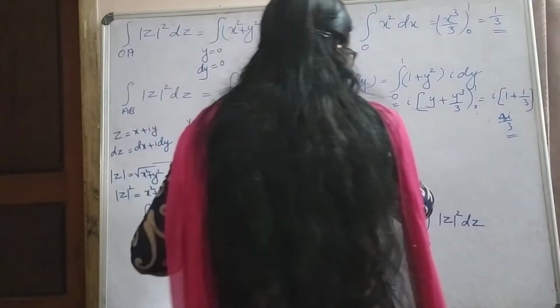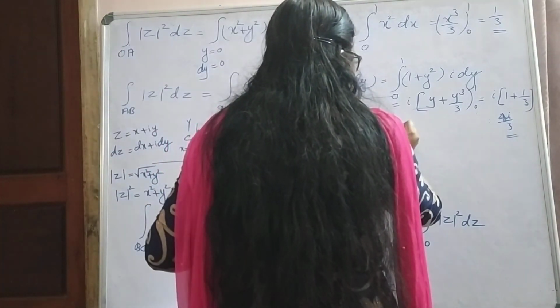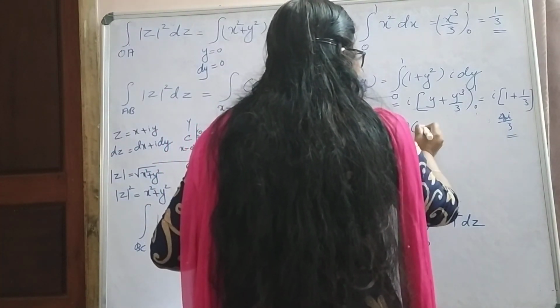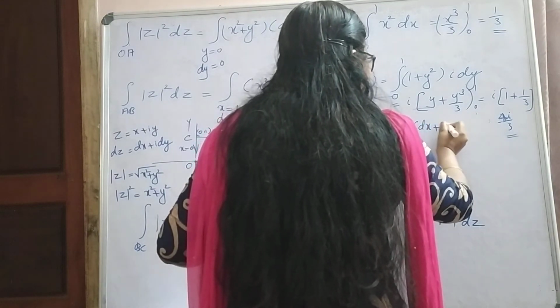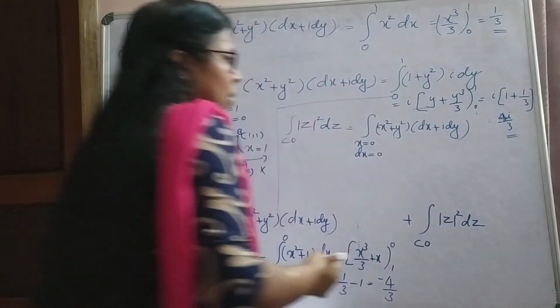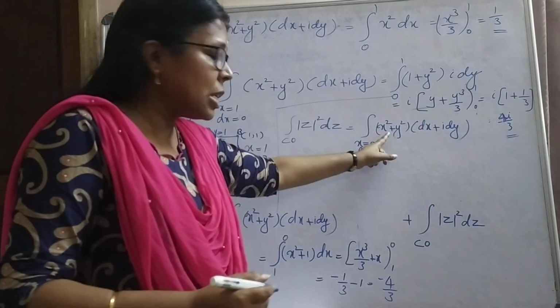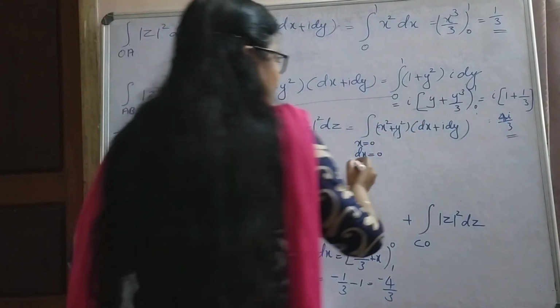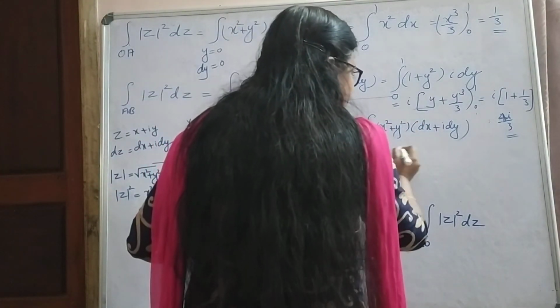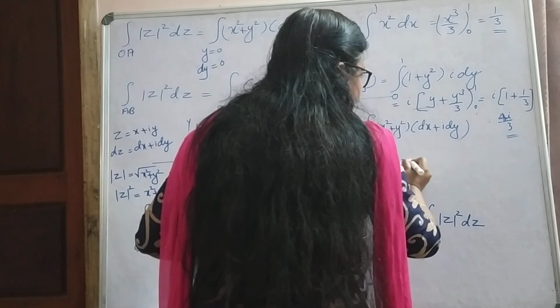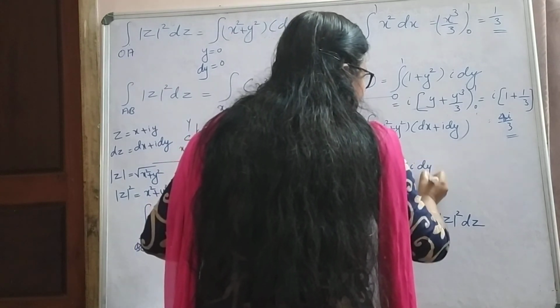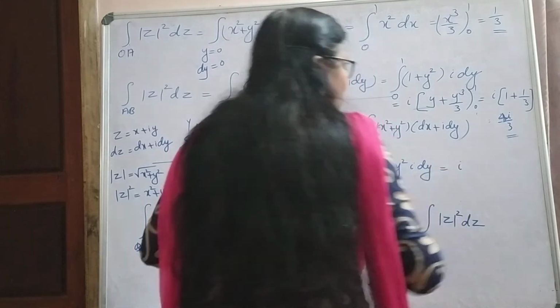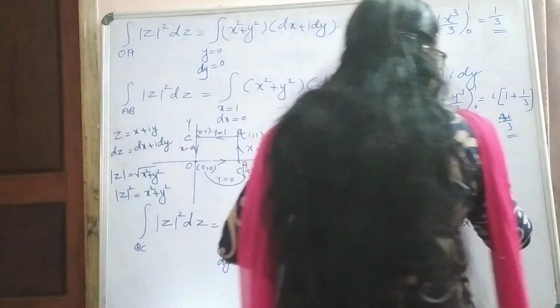Then |z|² is x² plus y², and dz is dx plus i dy. Then put x as 0 and dx as 0. We get the integral of y² times i dy. i times what is the integral of y²? y cubed by 3.